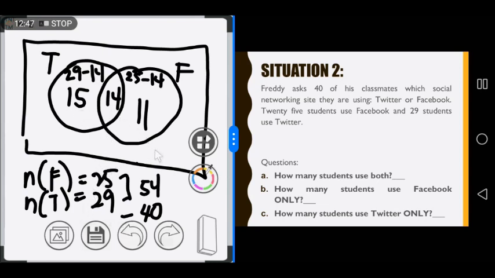If the question is, how many students use both? We answer 14. How many students use Facebook only? The answer is 11. And how many students use Twitter only? The answer is 15.